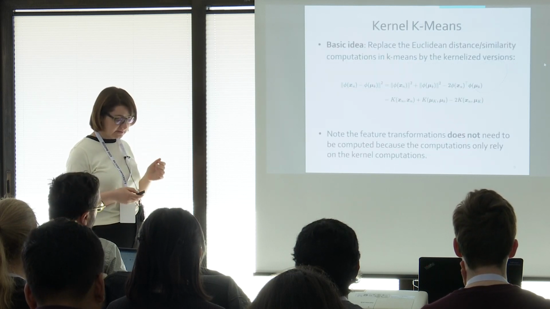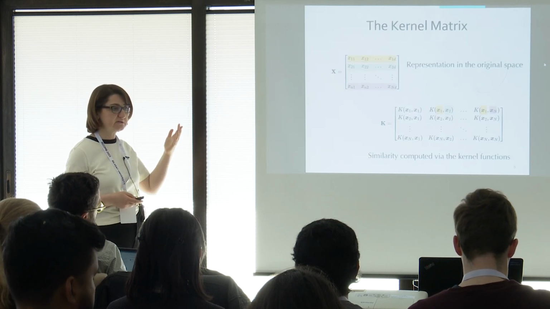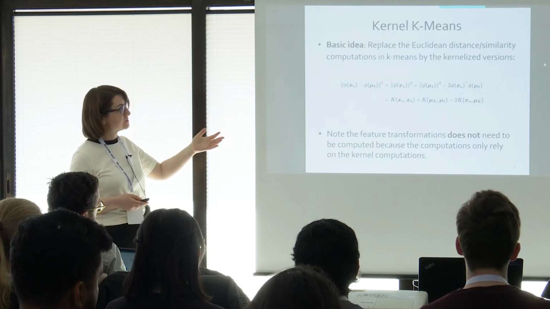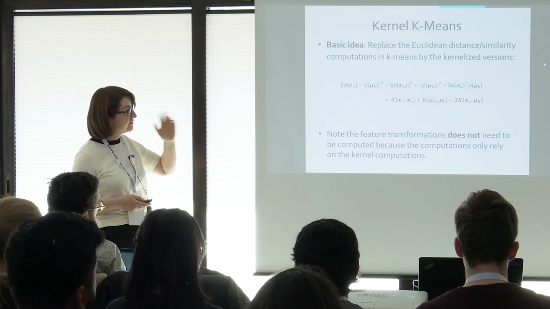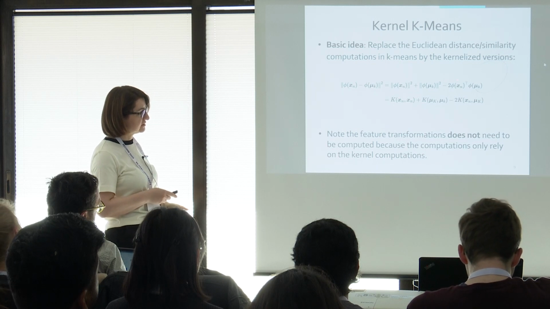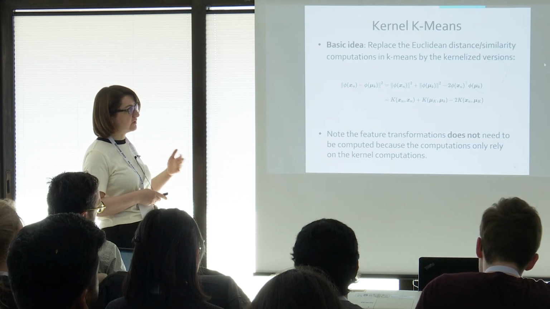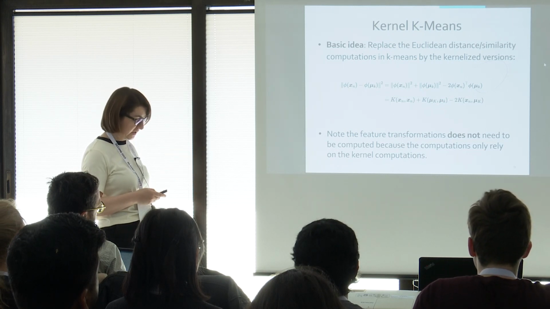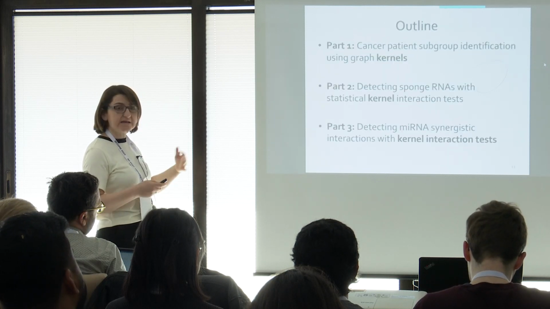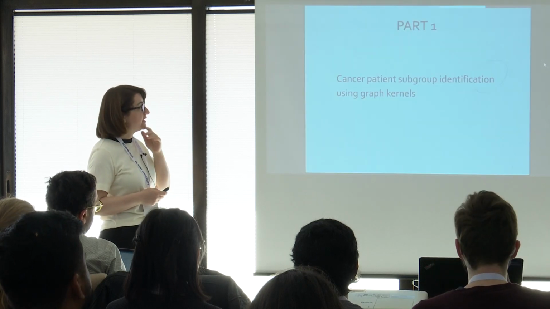Kernelizing usually involves replacing the original dot products in the original space with the kernel function. For example, with kernel k-means, whenever we see a dot product, we replace it with the appropriate kernel function value, and then suddenly we don't rely on the original feature space, but just the kernel function. This is going to be the common theme of all these 3 projects.